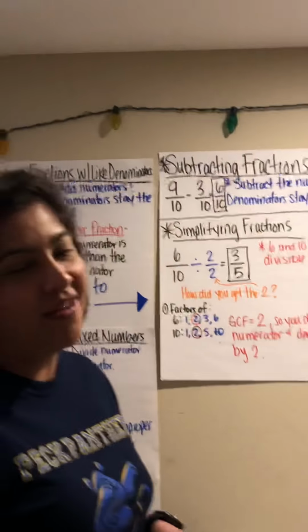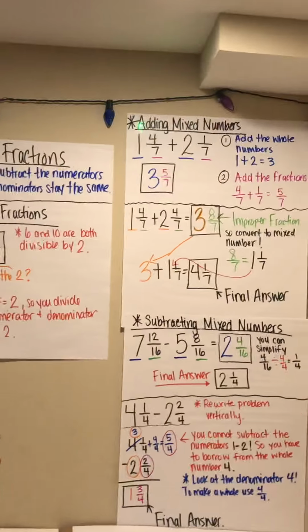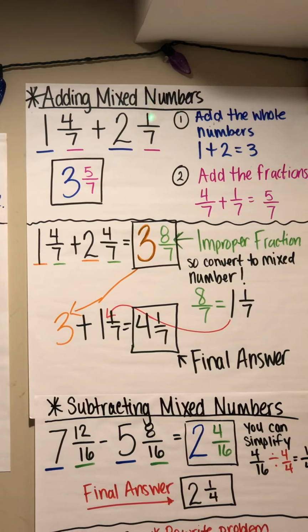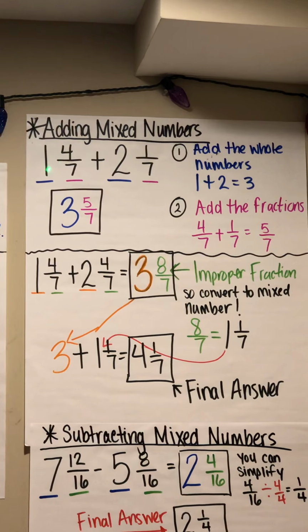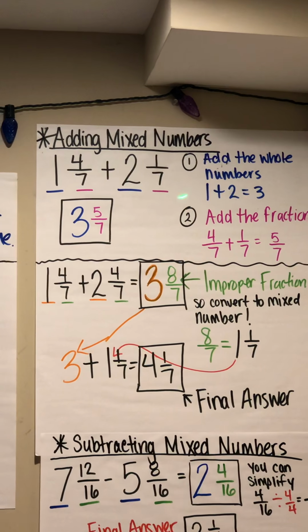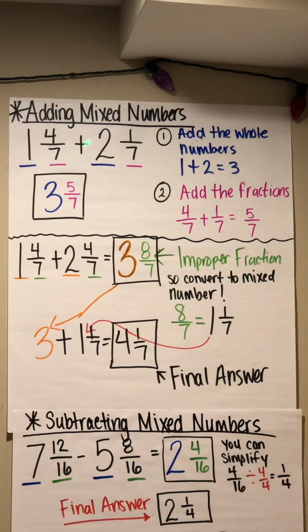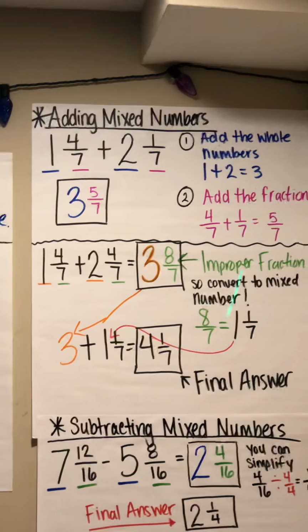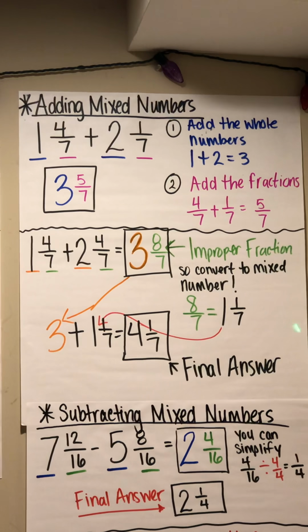All right, now let's talk about adding mixed numbers. Here we have 1 and 4/7 plus 2 and 1/7. What do you do first? You add the whole numbers. 1 plus 2 is 3. Okay, so far so good. Now you add the fractions. 4/7 plus 1/7 equals 5/7. And there you go. But you might come across some complications like this problem.